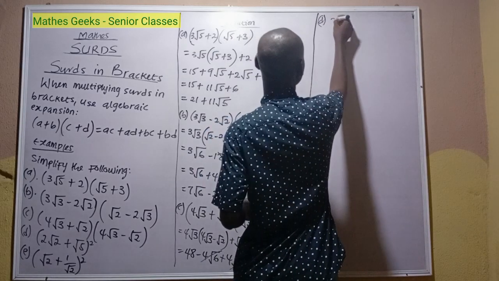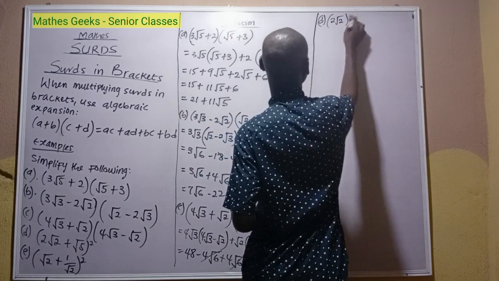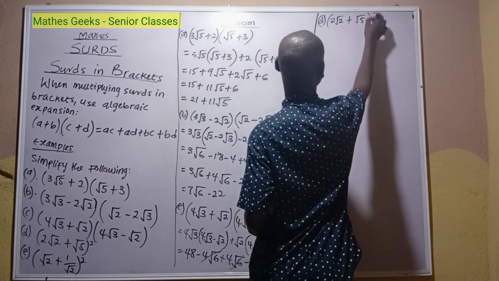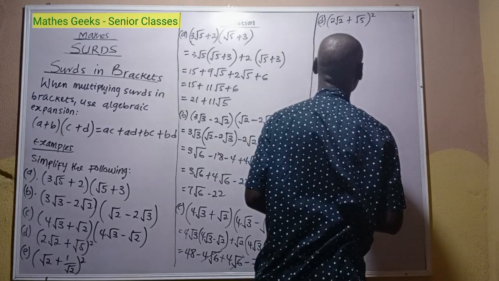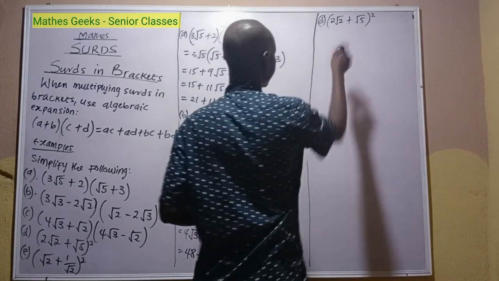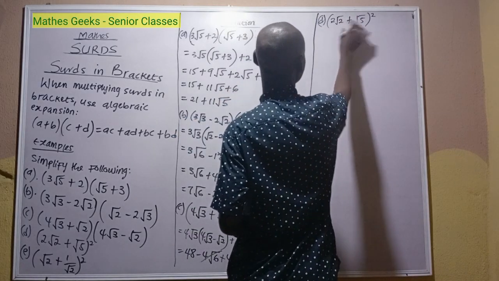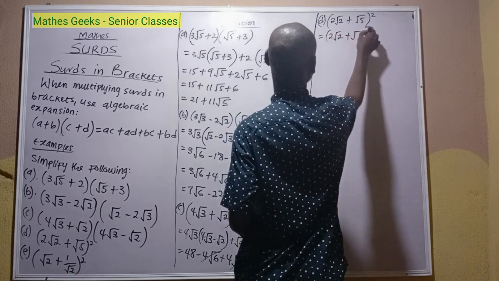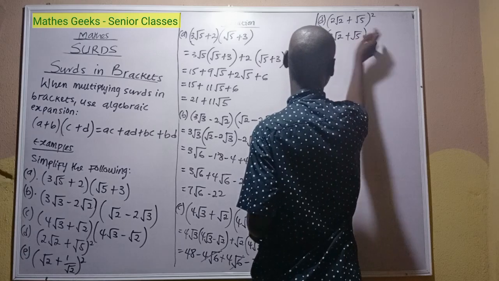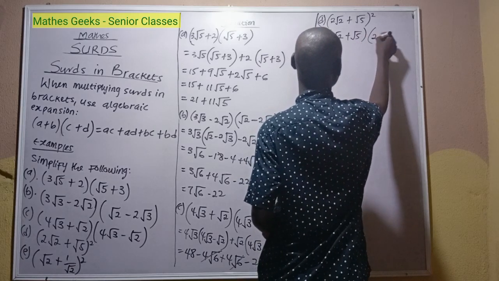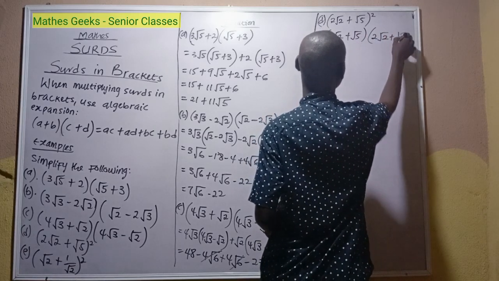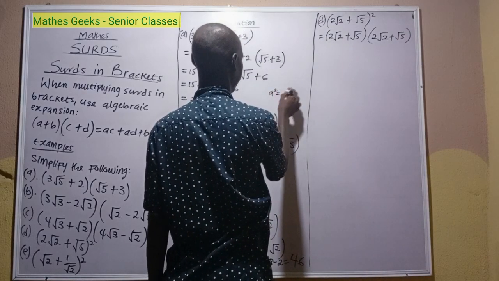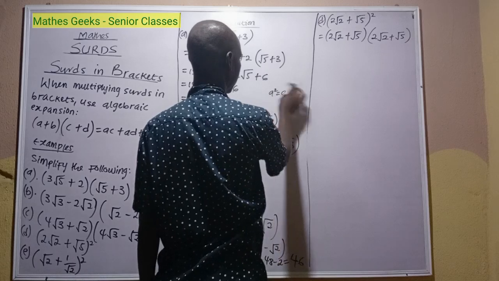D. 2 root 2 plus root 5, all squared. What this implies is that this bracket should multiply itself, 2 root 2 plus root 5 times 2 root 2 plus root 5. That's what it means. Whenever you see a squared, it means a times a, the letter multiplying itself.